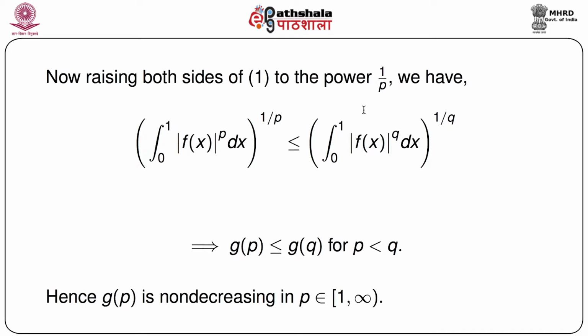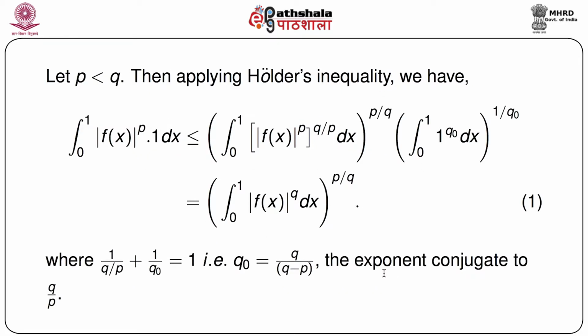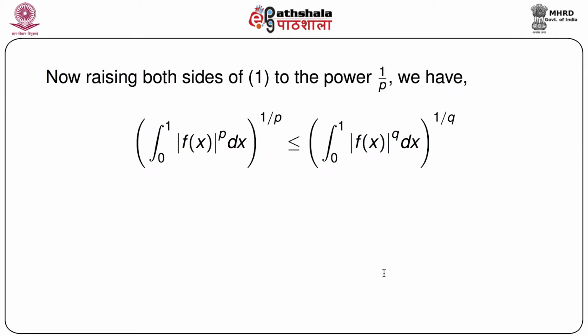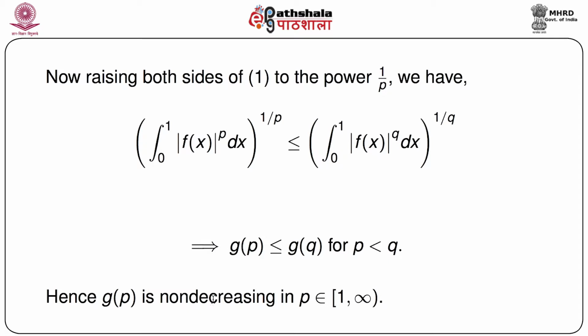So now the left hand side is nothing but g(p) and the right hand side is nothing but g(q). So what is this? g(p) is less than or equal to g(q) for p less than q, which we have already assumed. And what is p basically? p is greater than or equal to 1. That means q is always greater than 1. So this indicates that g(p) is a non-decreasing function in p when p belongs to 1 to infinity, where one side is closed.